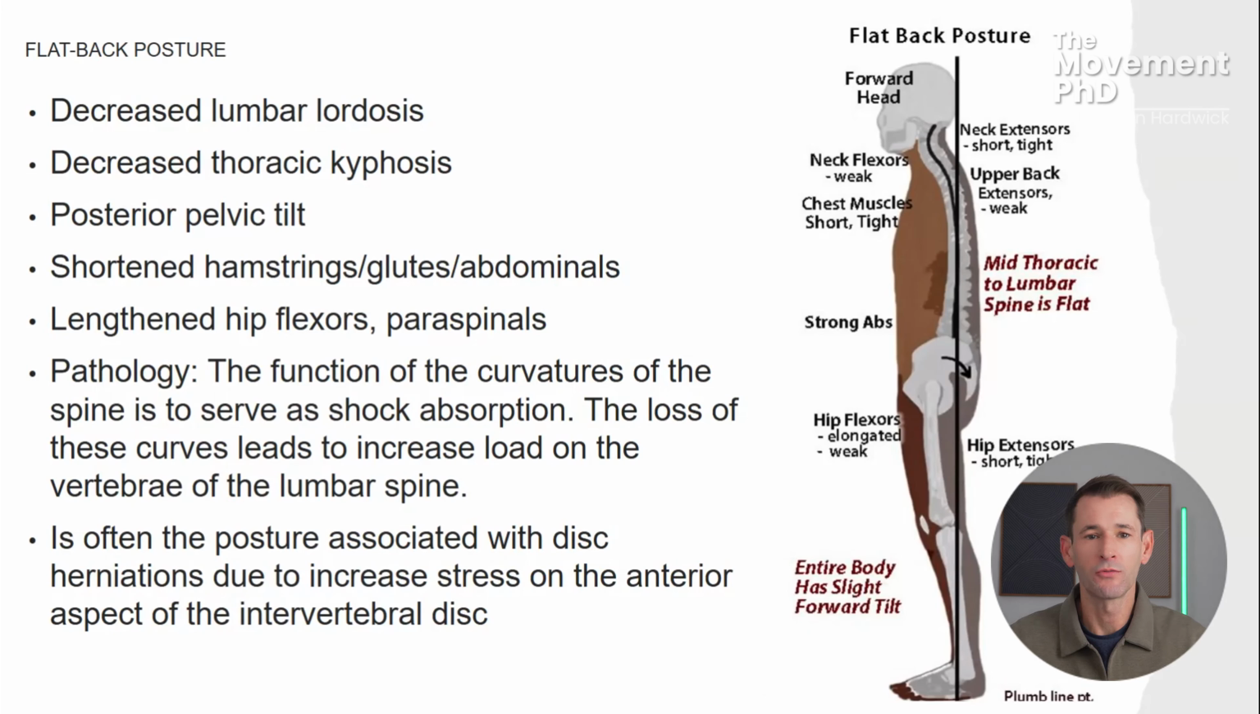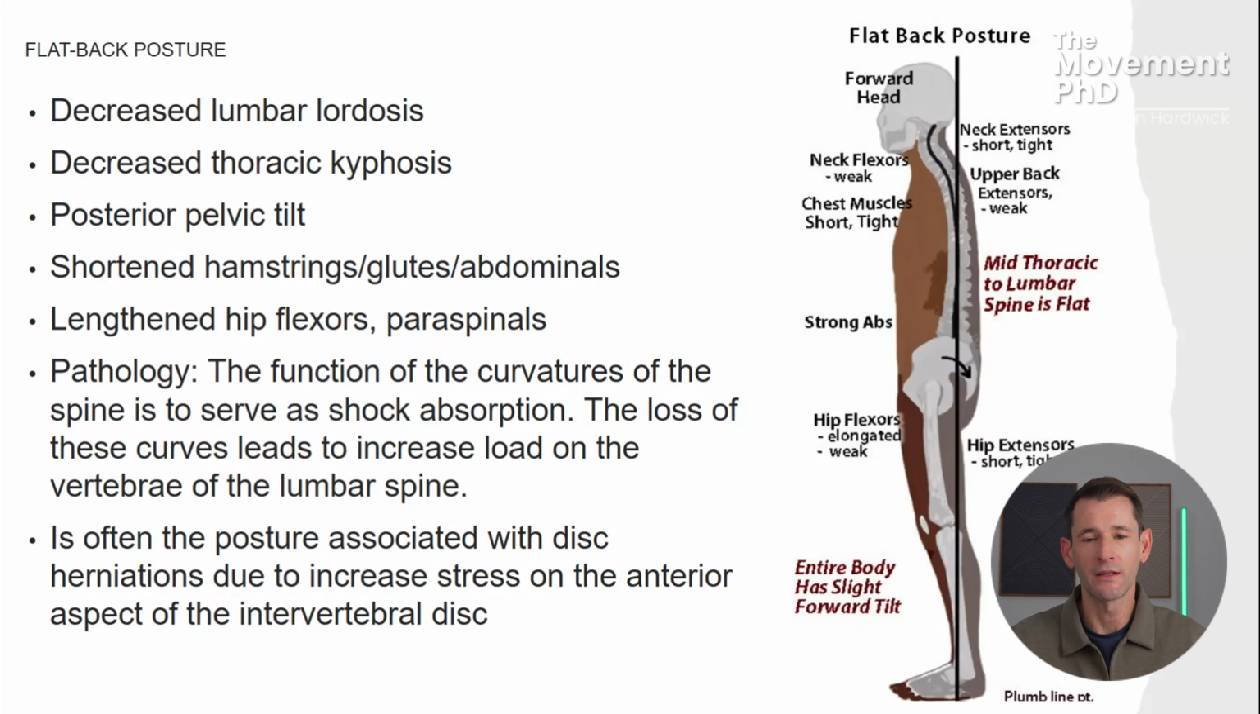So with this posture, we have a posterior pelvic tilt. So therefore, the muscles that are going to be shortened are hamstrings, glutes, and abdominals. And those muscles that are lengthened are going to be those paraspinals and those hip flexors.